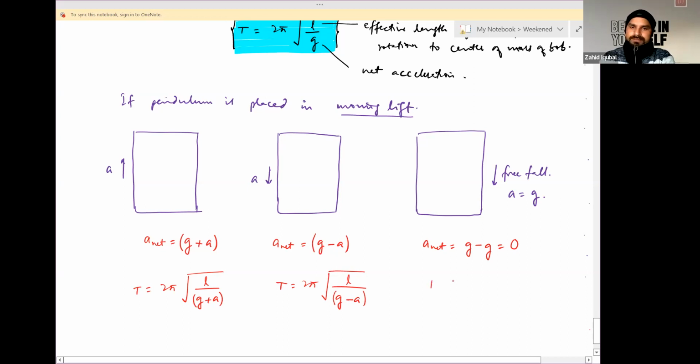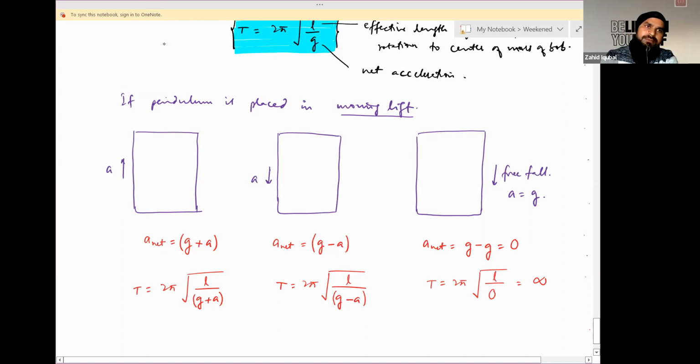And in the third part, time period equals 2 pi root under L by net acceleration, which is 0. Any number divided by 0 becomes infinite. It means the time period of the simple pendulum during free fall will be infinite.